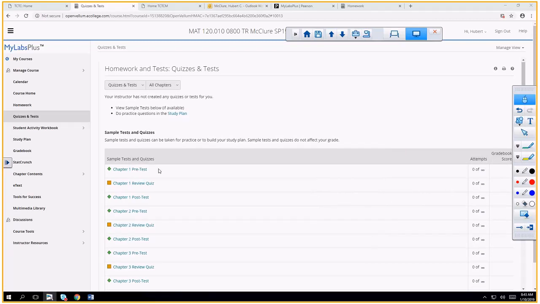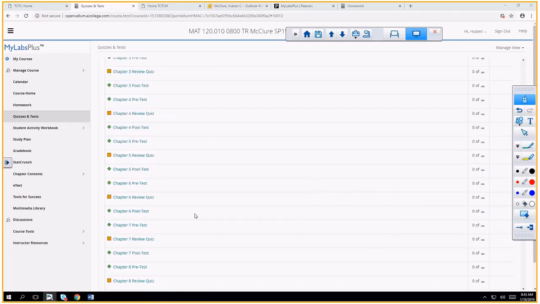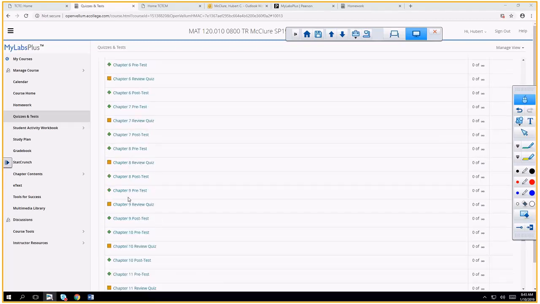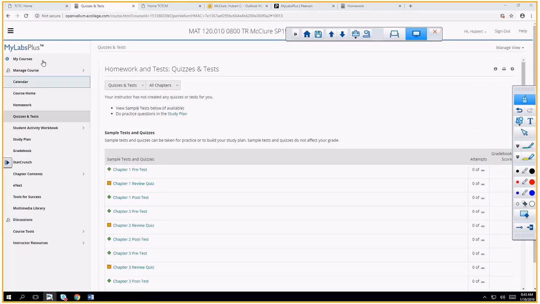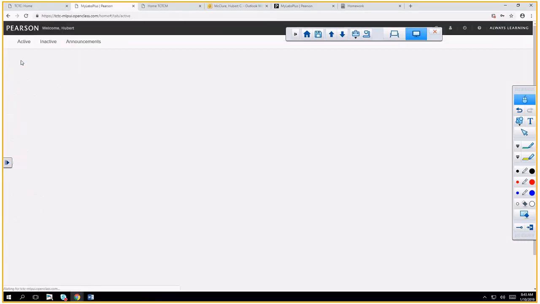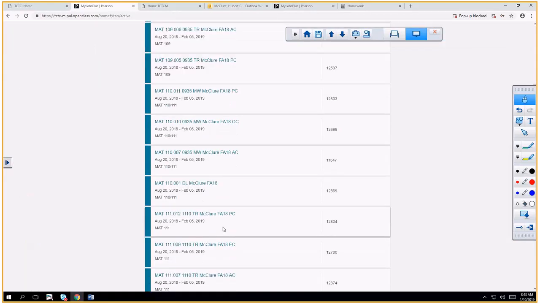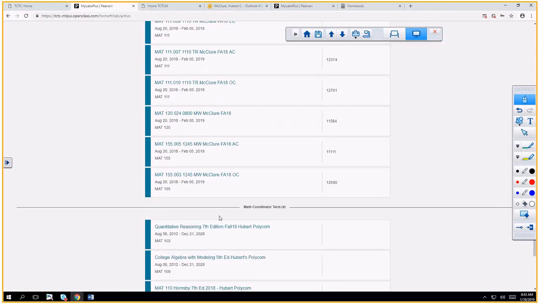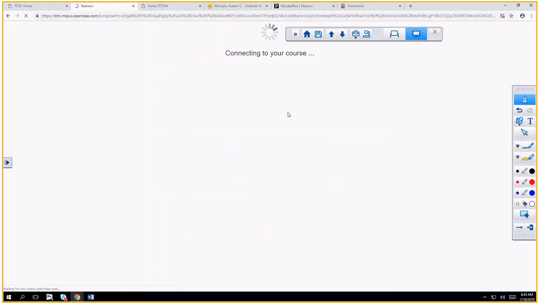You click on it, and it's not showing up. Why isn't it showing up? Okay, let me go back and figure out why it's not showing up. It's the Russians. Damn Russians. They end everything. I'll make sure I'm in the right class. 120, 8 o'clock. Yep, I'm in the right class.